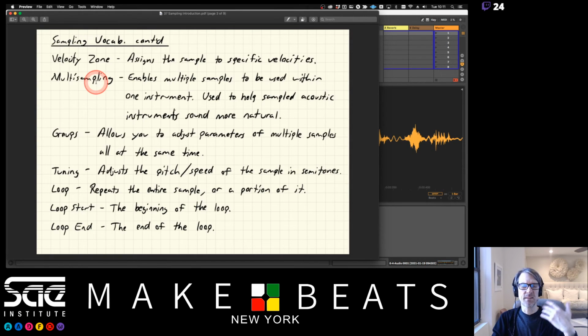But think about it like this. If I have a piano, if I take just one note of a piano and I just record one note and I play it back really high, well, all it's doing is playing it back really fast. That's not going to sound very natural. The sample's going to end faster, and I can even show you what I mean by that.